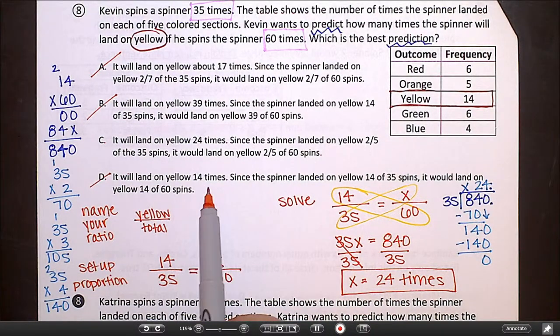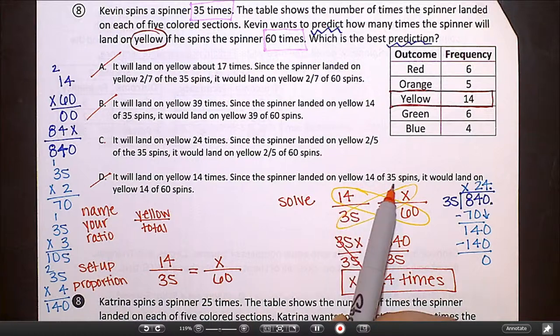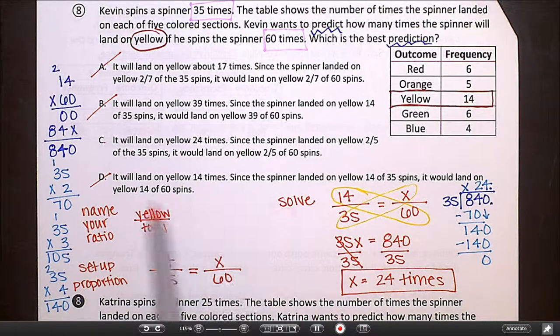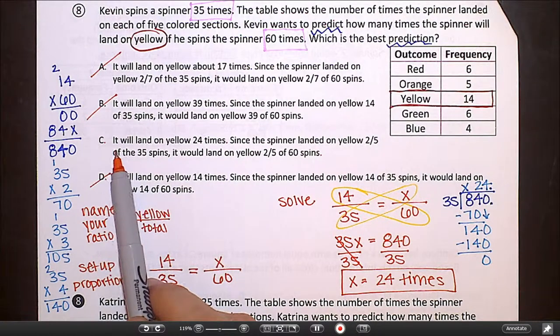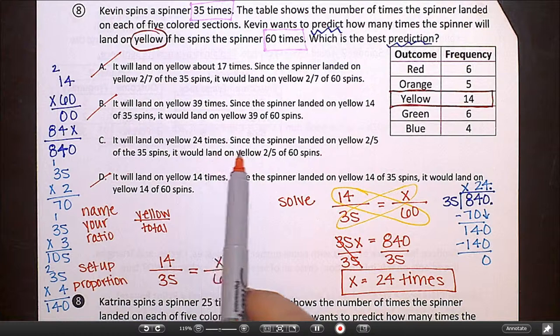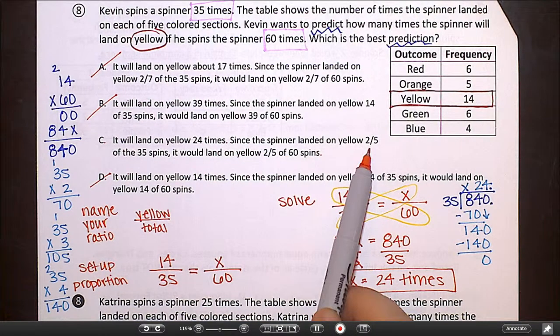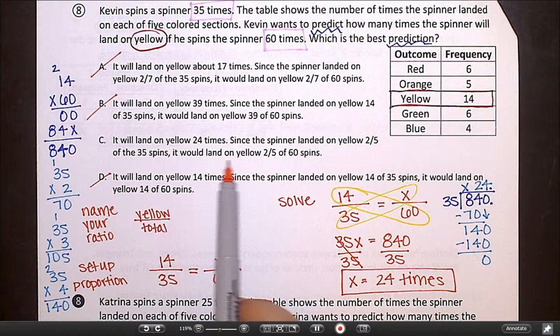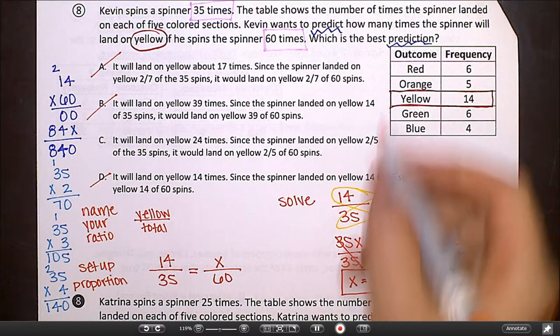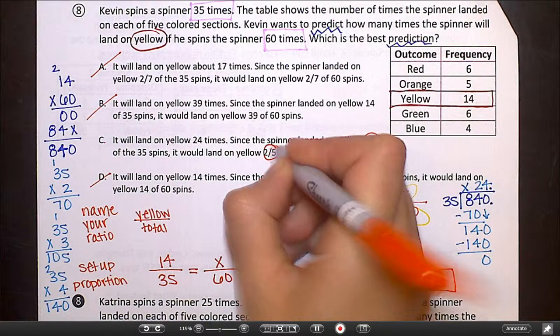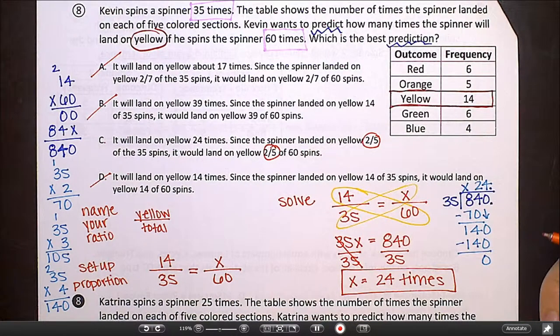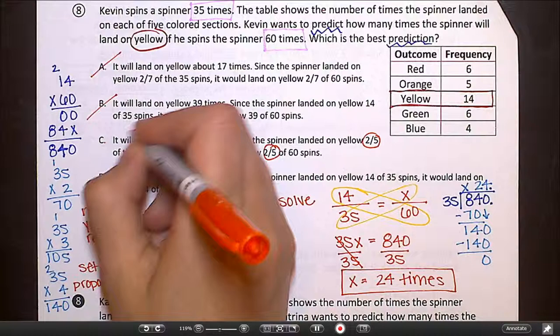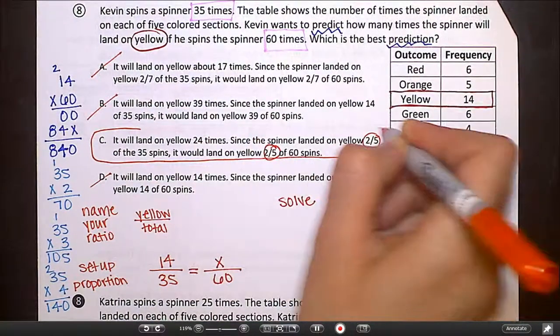This one says it'll land on yellow 14 times. Because it landed on yellow 14 out of 35, it'll be 14 out of 60. Nope, it's got to be proportional. This would mean that it would never land on yellow again. So let's go back to our first choice. It'll land on yellow 24 times. Since the spinner landed on yellow 2/5 of the 35 spins, it would land on yellow 2/5 of the 60 spins. So this is a proportional situation. 2/5 of 35, 2/5 of 60. C is the best choice here.